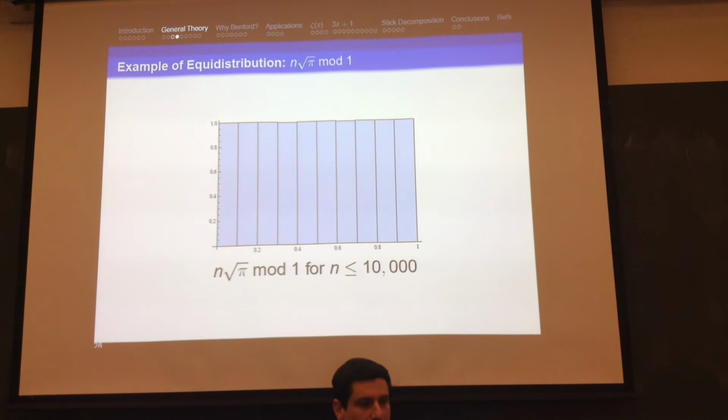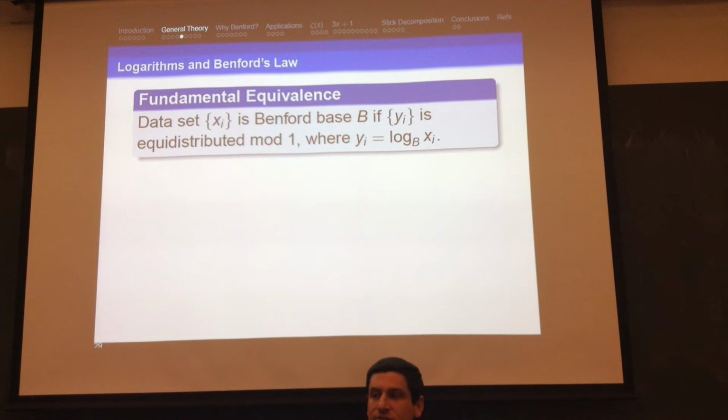Square root of pi is a nice number. So here's the fundamental equivalence. This is the key to an enormous amount of Benford studies. If you have a data set x_i, it's Benford base b if and only if its logarithms base b mod 1 are equidistributed. So this becomes a great way to find out if something is Benford. Look at the logarithms mod 1, see if they fall uniformly, see if they're equidistributed, and if so, you have Benford.